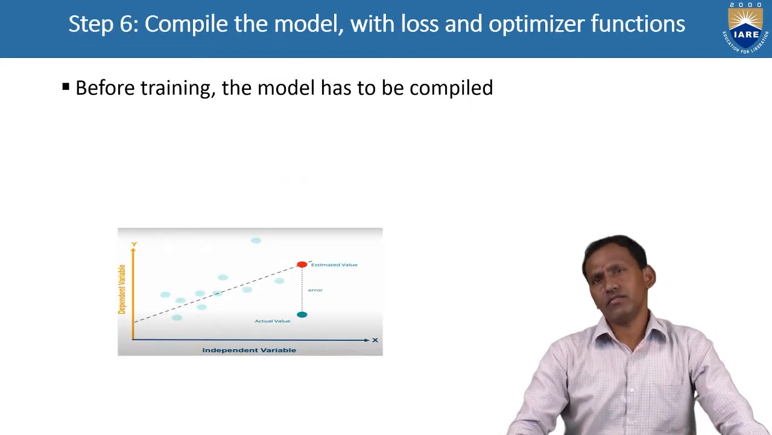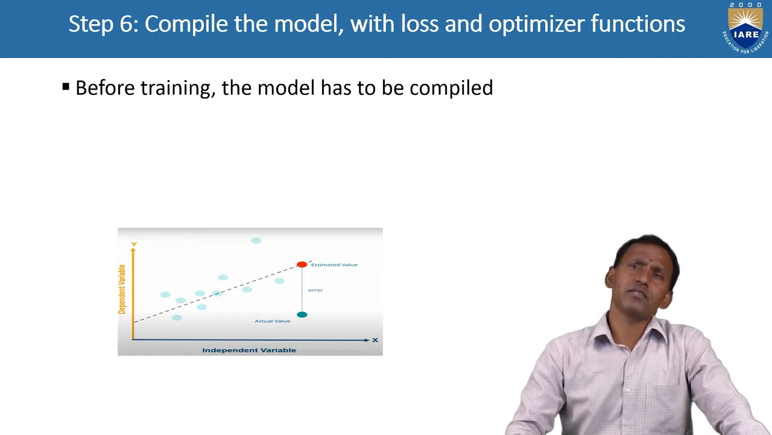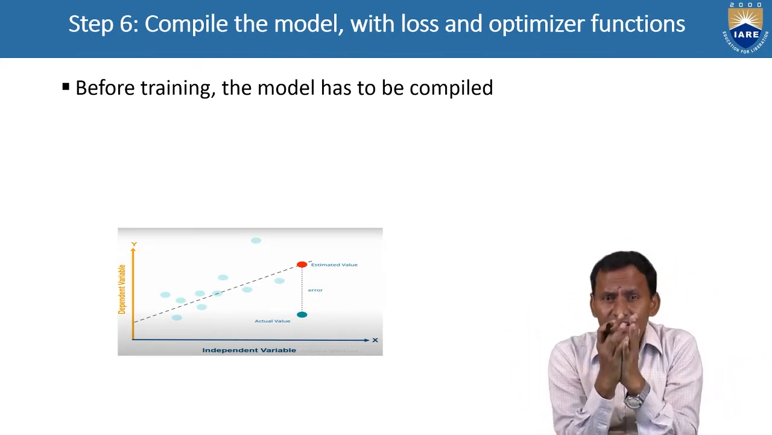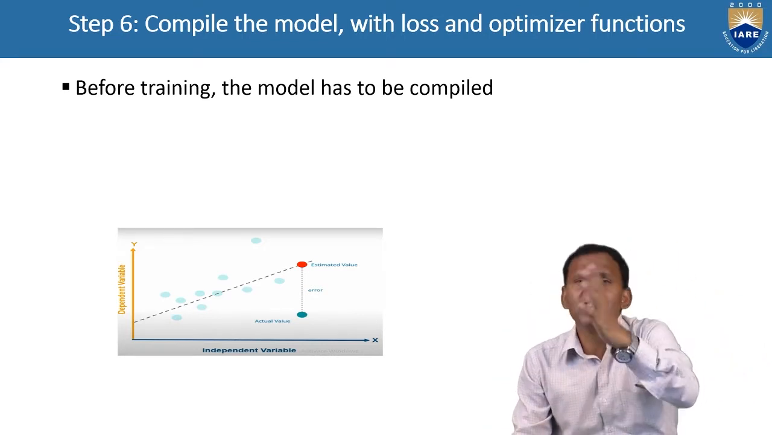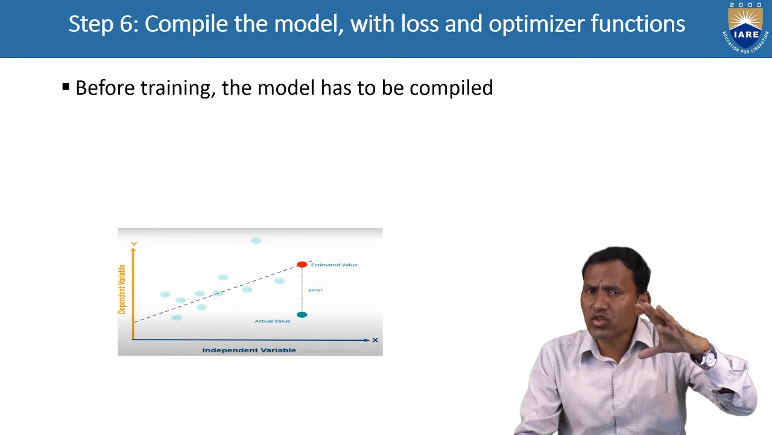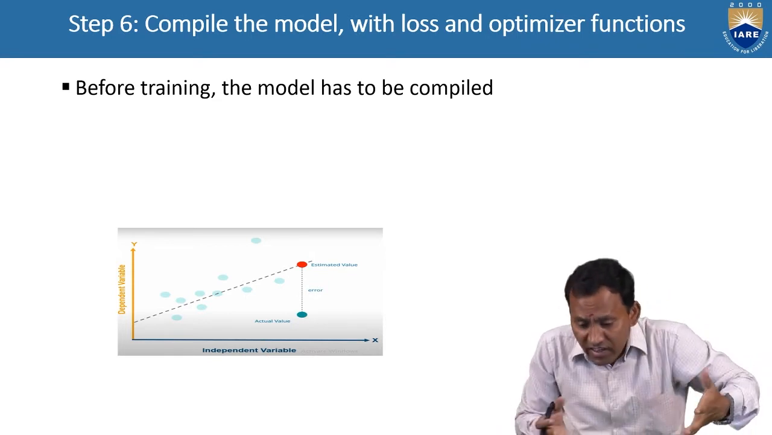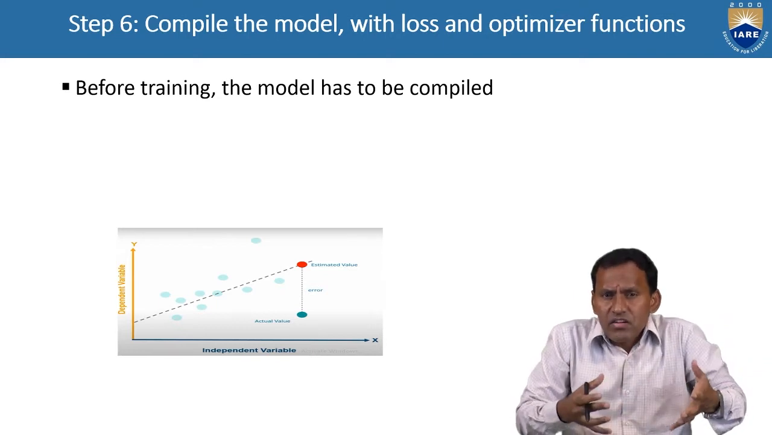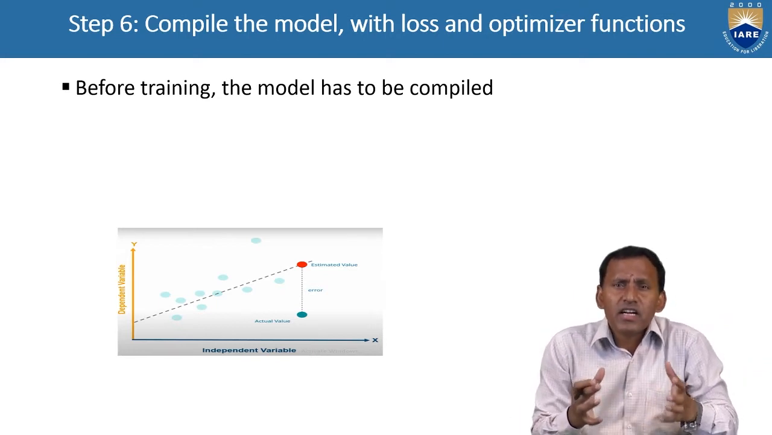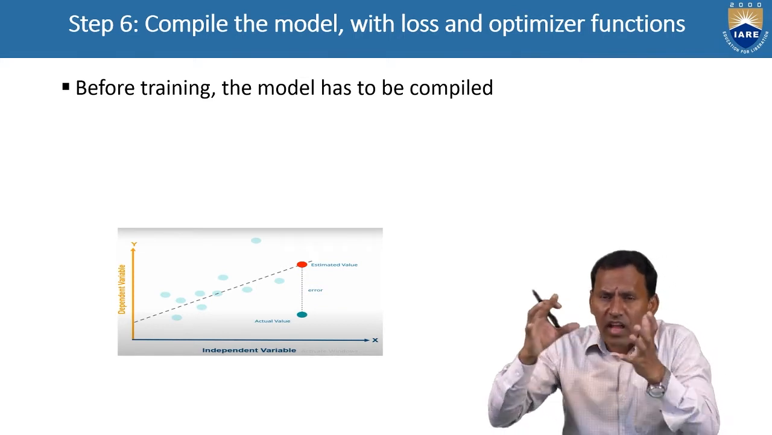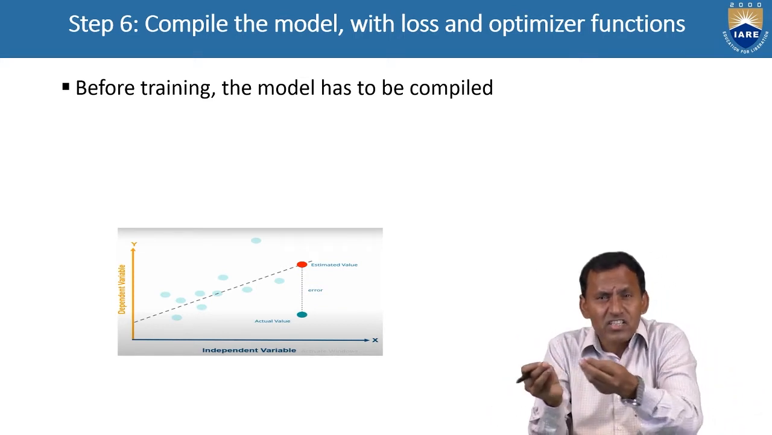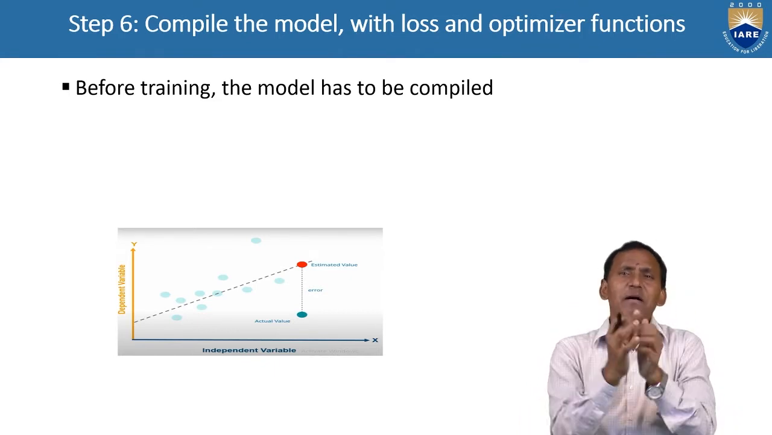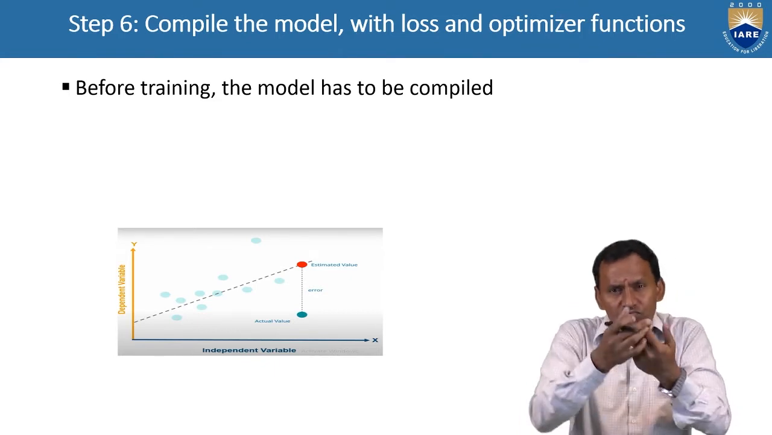Now compile the model with the loss and optimizer functions. That means after combining all the layers, then we have to train the model. Before training the model with the input and output, we already gathered the input, right? Right now we have inputs and estimated output. Before training the model along with its input and estimated output, we have to compile the model. Then how to compile the model in Python?